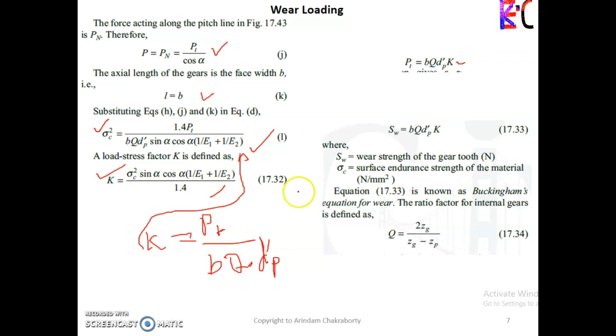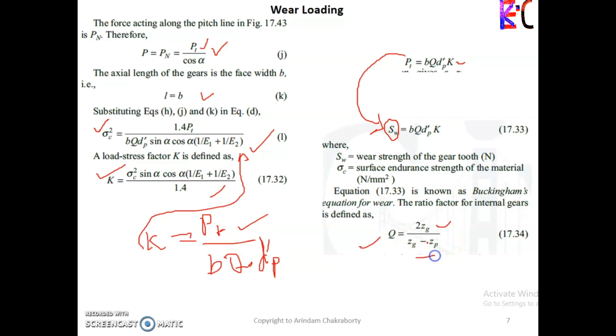Just rearrange this. So what we can find is that Pt, that is nothing but this one, is equal to B Q D dash P K. Now this is where wear strength comes in. Understood? Now what is Q? As I have told you, Q is equal to the ratio of 2 times gear teeth by gear teeth minus gear P. That depends on whether it will be plus or minus.